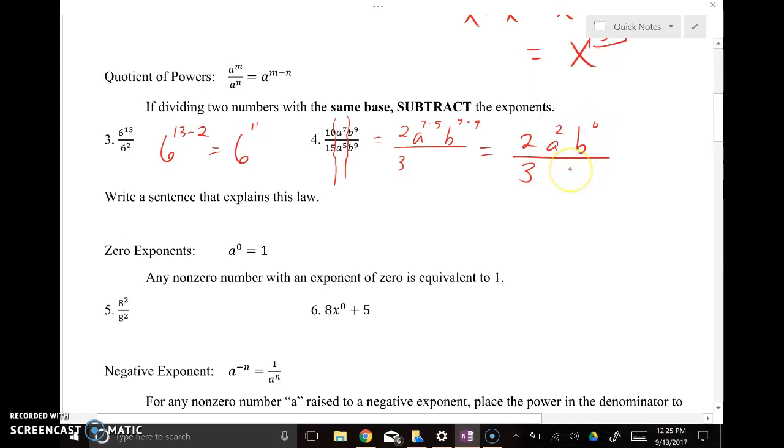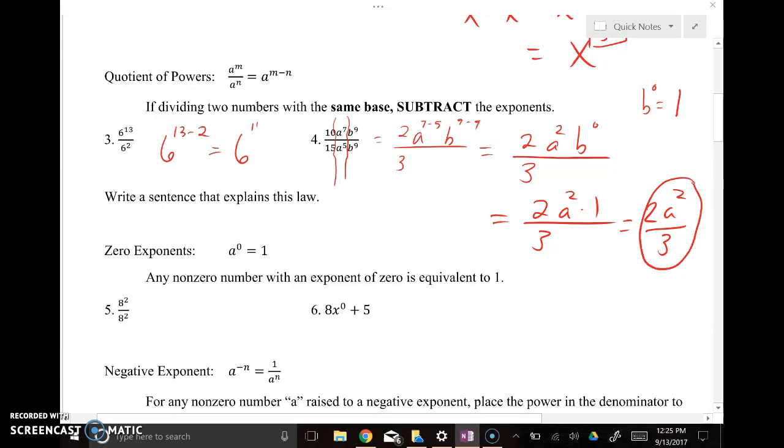Well, b to the 0, or anything to the 0 power, is essentially saying multiply by itself no times. Well, b being multiplied by itself no times means there's no b's there. So we could say that b to the 0 is 1 because that 1 represents the placeholder because I'm not multiplying by b at all. So I can just go ahead and continue to simplify. A squared times 1, or simply 2a squared over 3.